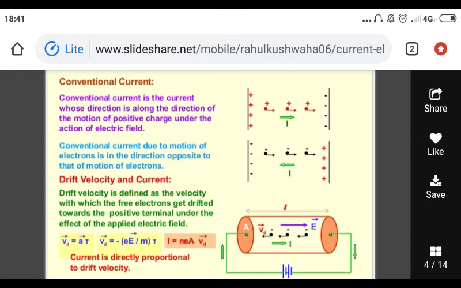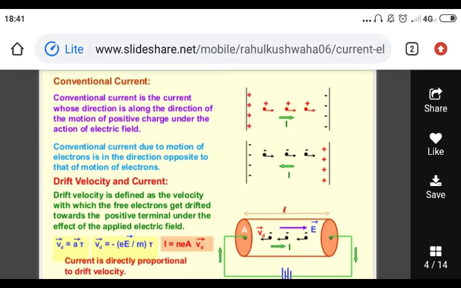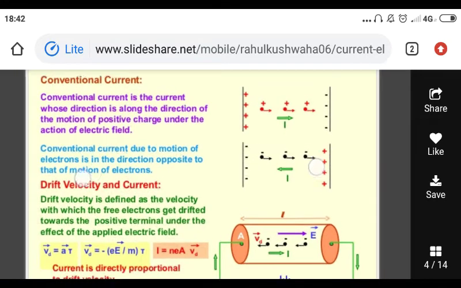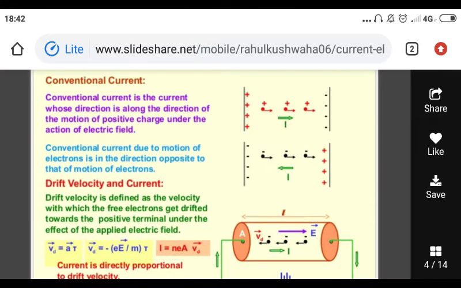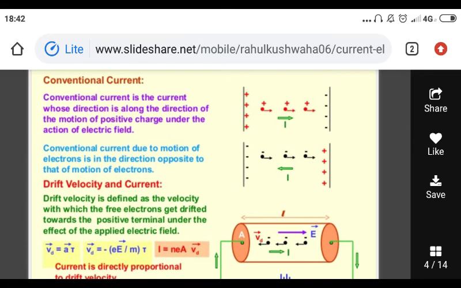But as we know, in conductors negative electrons flow, so current is due to the flow of electrons. The flow of electrons is opposite to the direction of convention current. So conventional current is in the direction opposite to the motion of electrons.